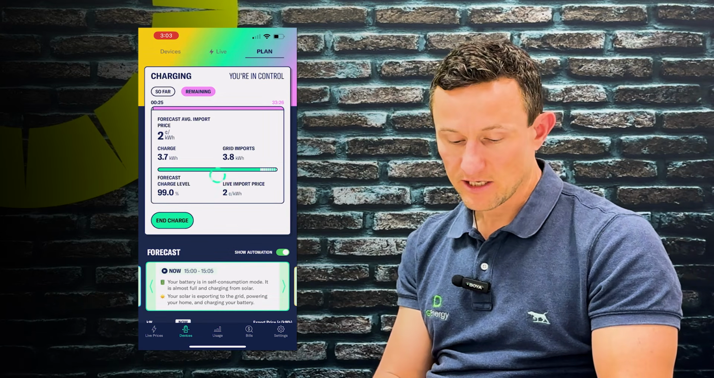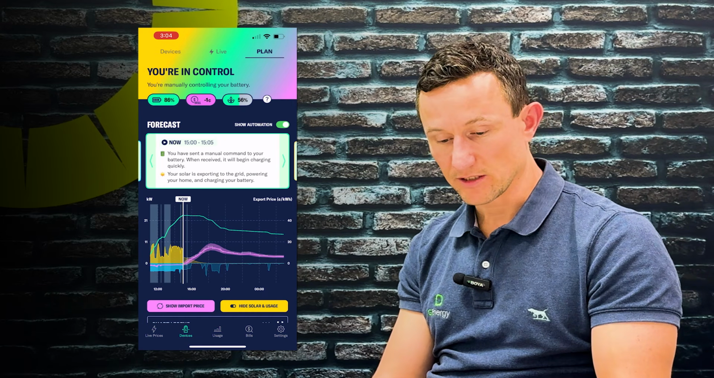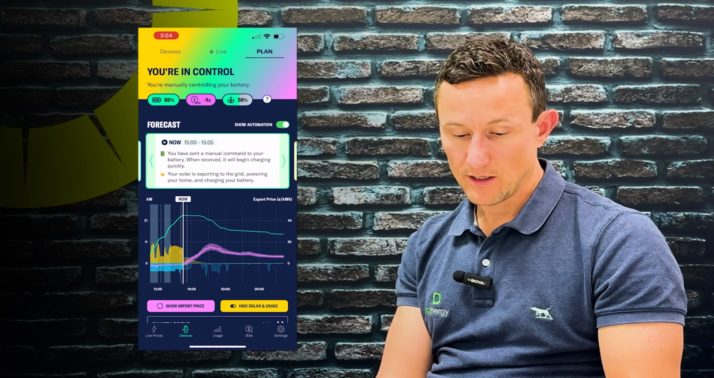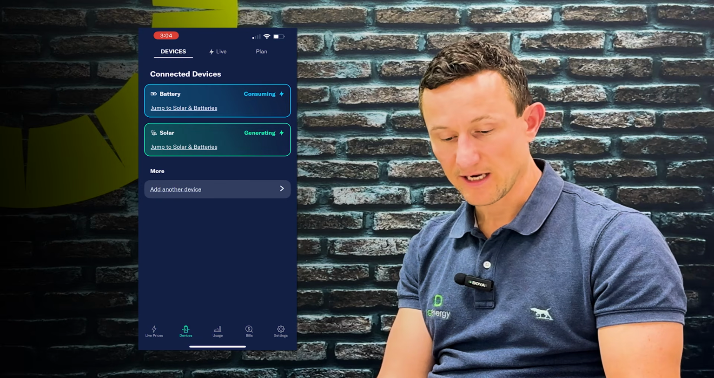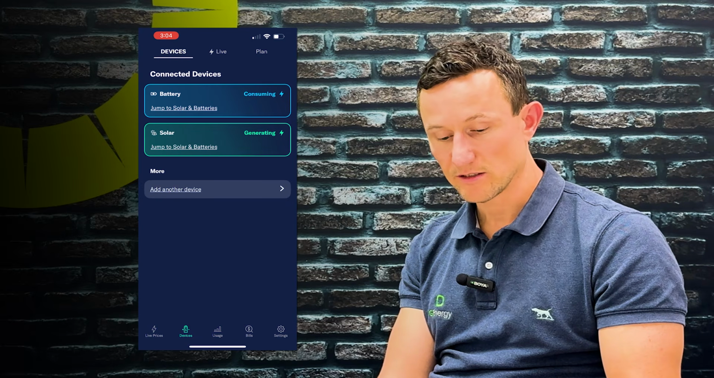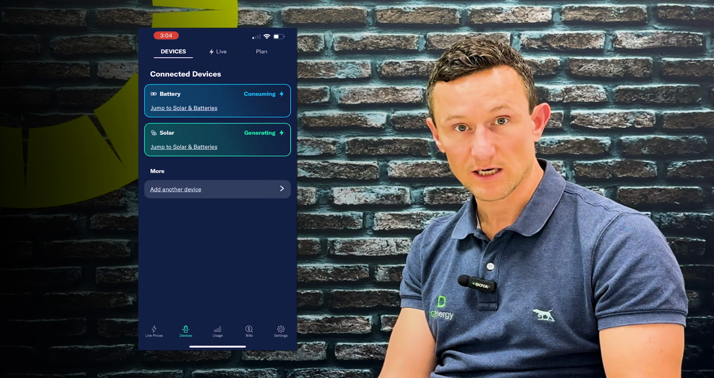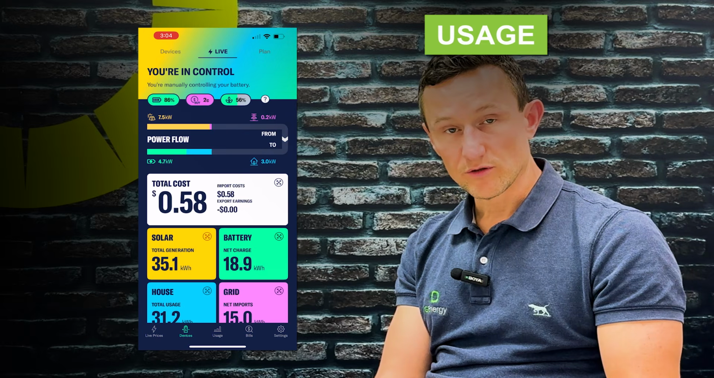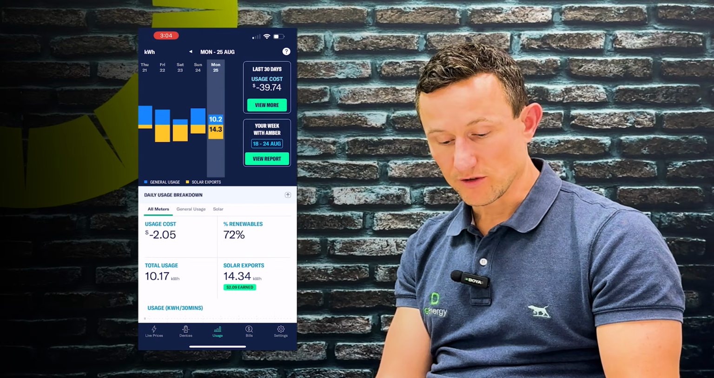I'm going to end that charge because I don't want to do that, but that's just an example of how you can basically manually take over your battery to suit what you need to do. If we go to the left-hand tab that says devices, this just shows you what your connected devices are. If you click on them, it will just take you back to that same page that we were just looking at. Next, we'll go to the bottom of the app again and click on usage.